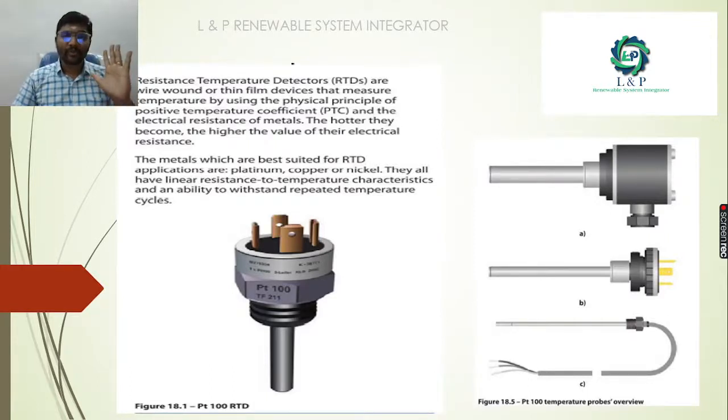It is best suited for metals. Mostly, if you want to measure the temperature for metals, then it is better to go with these resistance temperature detectors. Mostly we are using platinum, copper and nickel in applications where we use this RTD. It has a linear resistance to temperature characteristic, and it has the ability to withstand repeated temperature cycles.